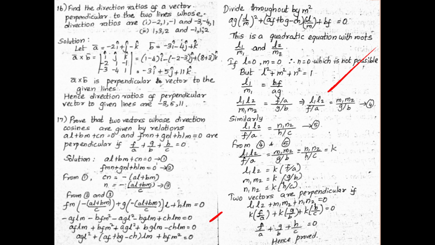Therefore, L1 L2 is equal to K into F upon A, M1 M2 is equal to K into G upon B, N1 N2 is equal to K into H upon C. Two vectors are perpendicular if L1 L2 plus M1 M2 plus N1 N2 is equal to 0. Therefore, K into F upon A plus K into G upon B plus K into H upon C is equal to 0. Therefore, F upon A plus G upon B plus H upon C is equal to 0. Hence proved.